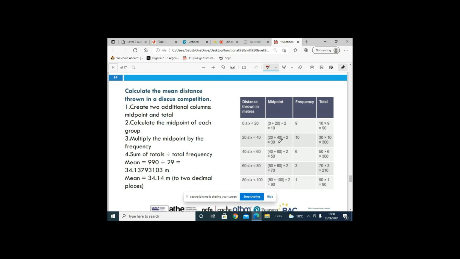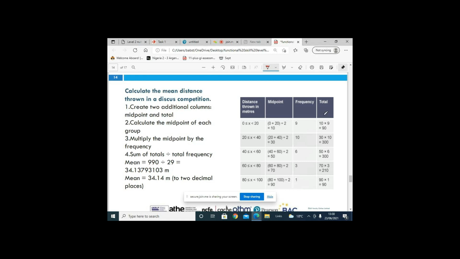So you now multiply the midpoint by the frequency. 10 times 9, 90. Just similar to the ones we did before. 30 times 10, 300. 50 times 6, that's 300. 70 times 3 is 210. You have a calculator; this is going to be the section with a calculator when you're doing your Level 2 exam. Then 90 times 1 is 90.